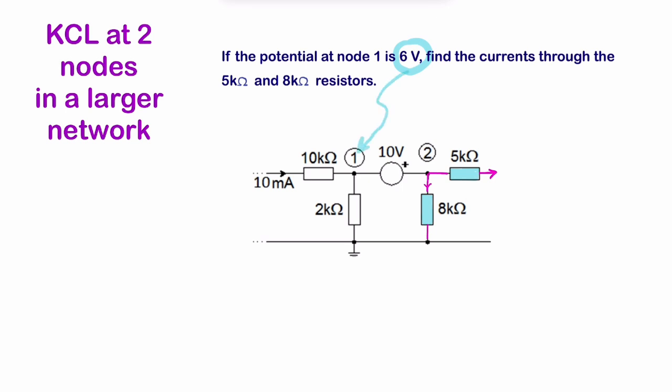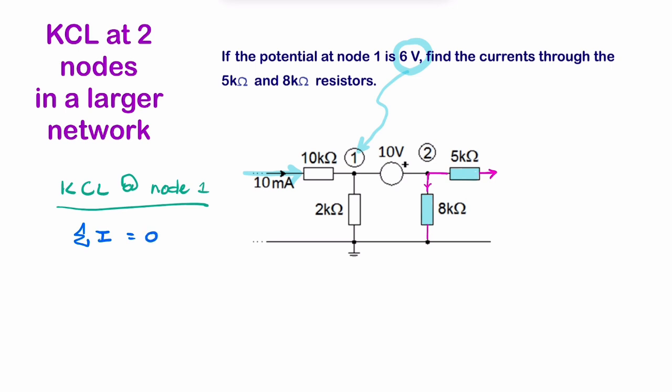So we know that this potential is 6 volts compared to Earth. So we can then apply Kirchhoff's current law to node 1. So Kirchhoff's current law at node 1. So we've got 10 milliamps. We know that's going in that way. So the summation of the currents entering the node needs to be 0.